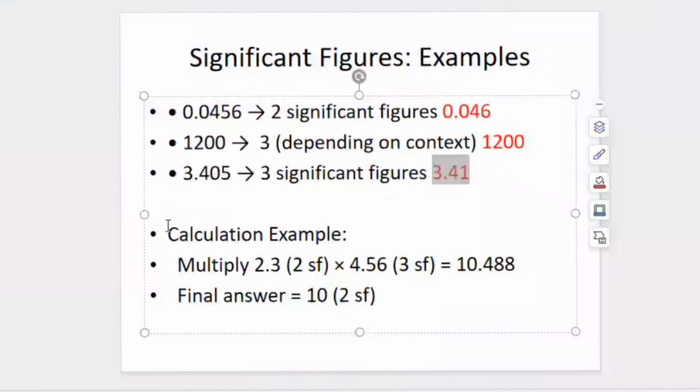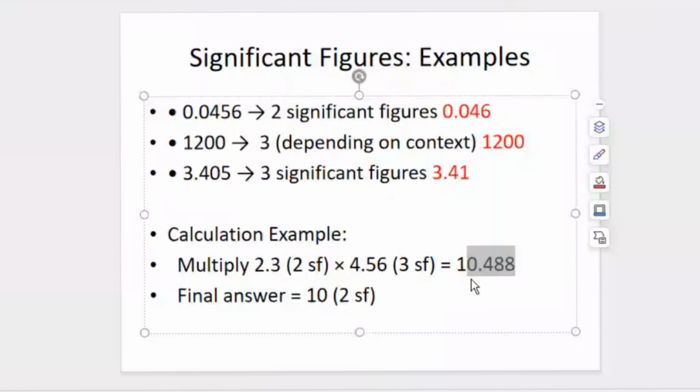So, calculation example. This one is almost the same thing. It's just that you do the calculations first. 2.3 times 4.56, whatsoever is your correct answer, you then convert it to the significant figure that you're looking for. This question is asking you to convert it to 2 significant figures.